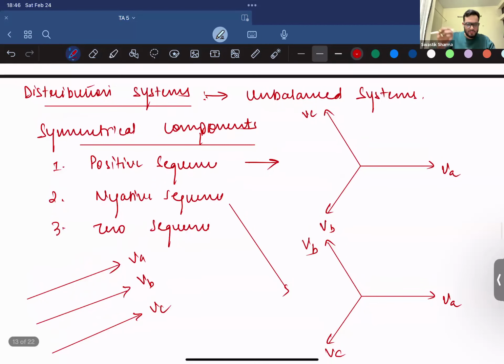So to get the original thing, this positive sequence component is denoted as VA plus A VB plus A square VC, where A is e^(j2π/3).